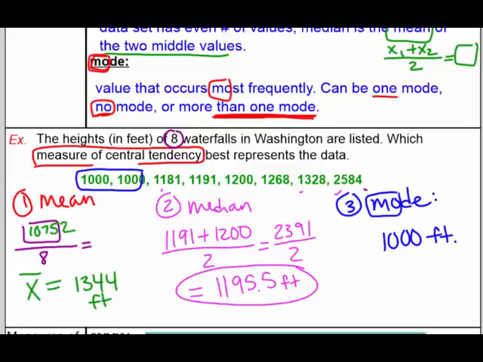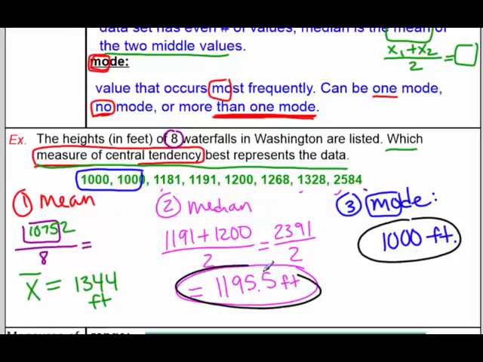So let's answer this last question then. Which measure of central tendency best represents the data? Well, if you take a look, we have 3 different numbers happening here. We have the mode, which is 1,000. We have the median, which is 1195.5. And then we have our mean, which is 1344. Okay? 3 different numbers here.